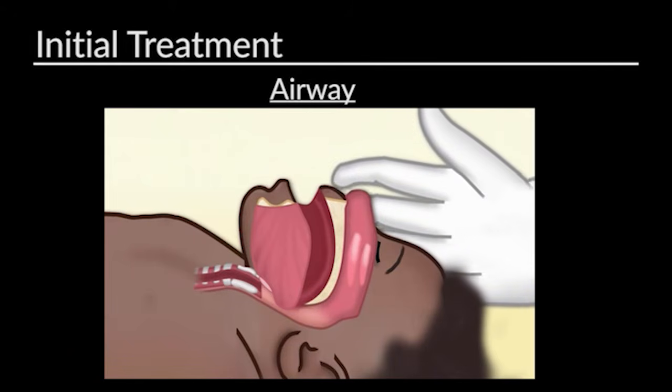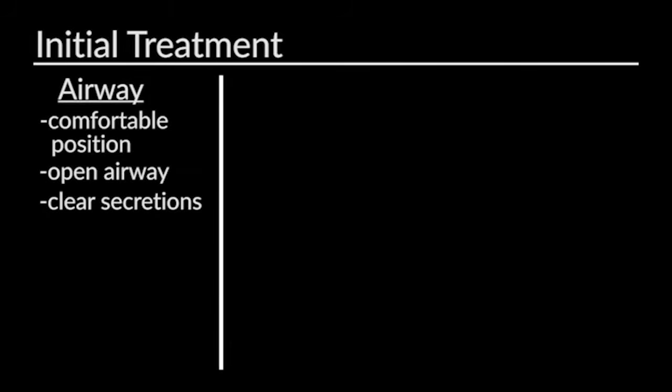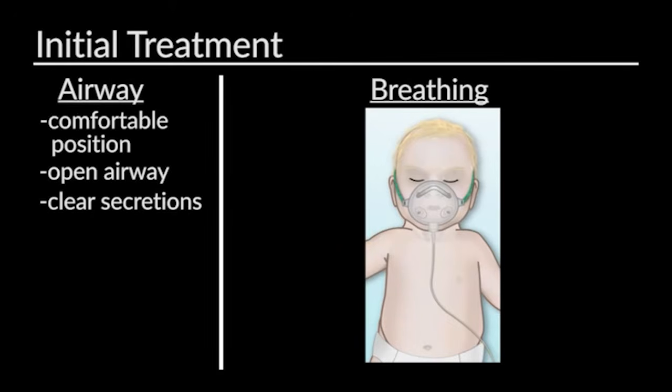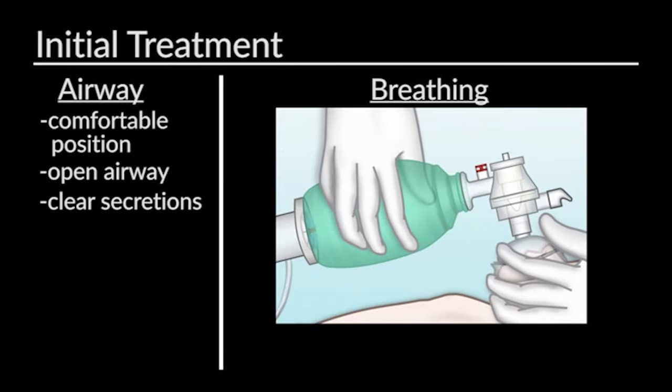The initial treatment should include support to restore adequate oxygenation and ventilation. Your first priority is to evaluate the airway and the patient's breathing. You want to support the airway. Place the patient in a position of comfort, open the airway, and clear any secretions that might be obstructing or blocking air entry. Next, you want to assess breathing. Is the patient breathing? And provide oxygen. Continuously monitor oxygen saturation, if available, and assist in ventilation if necessary with a bag mask.